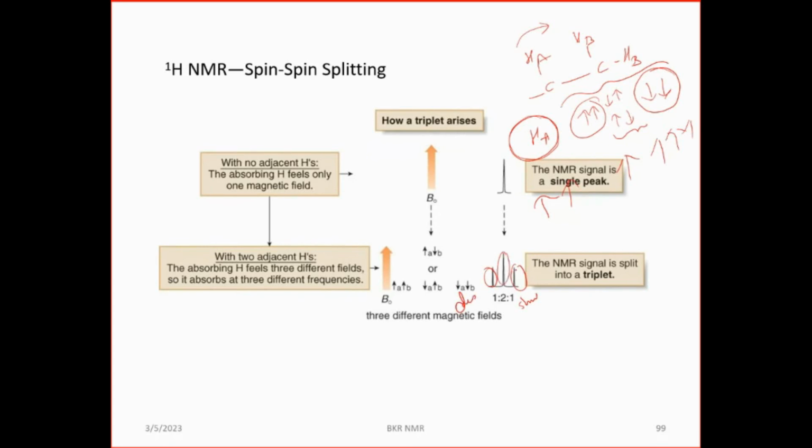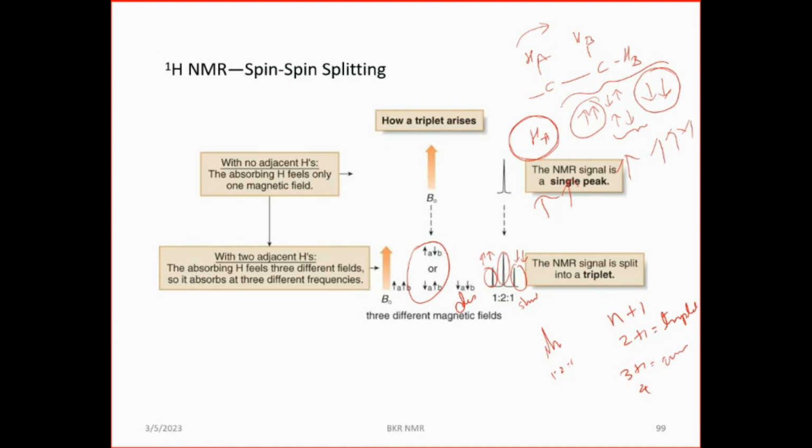Now how many times will I feel each? I'll feel this one time, I'll feel this one time, and this I'll feel two times. That is why the intensity of a triplet is always 1:2:1. So the rule is n+1. If I have two neighbors, I'll be split as a triplet. If I have three neighbors, I'll be split as a quartet.